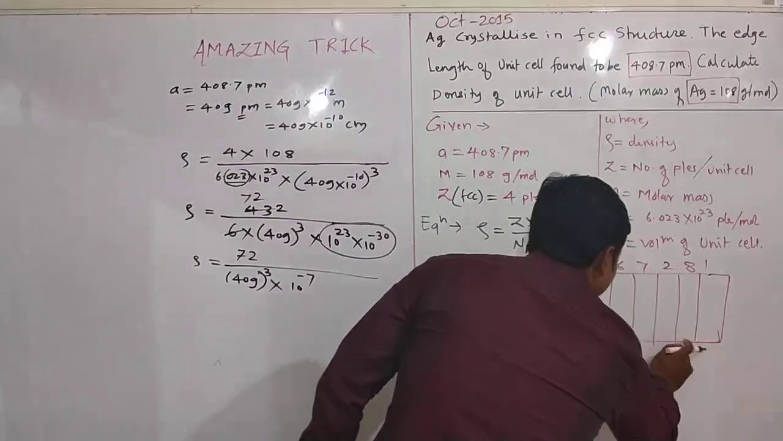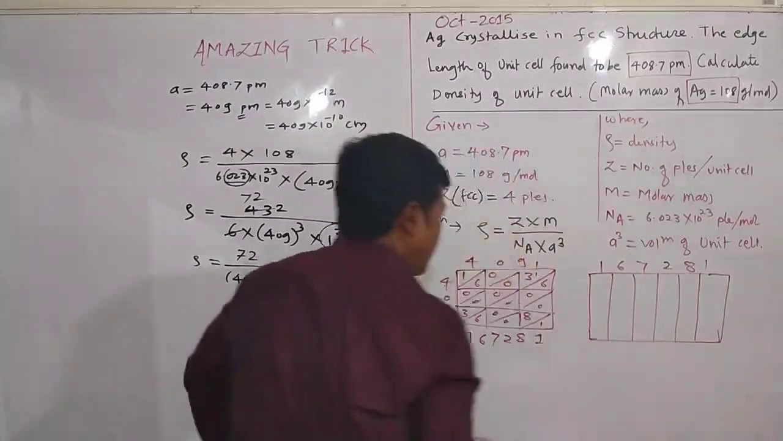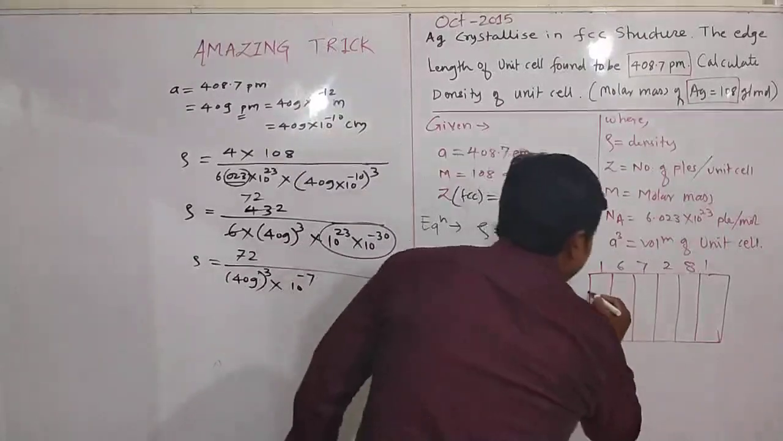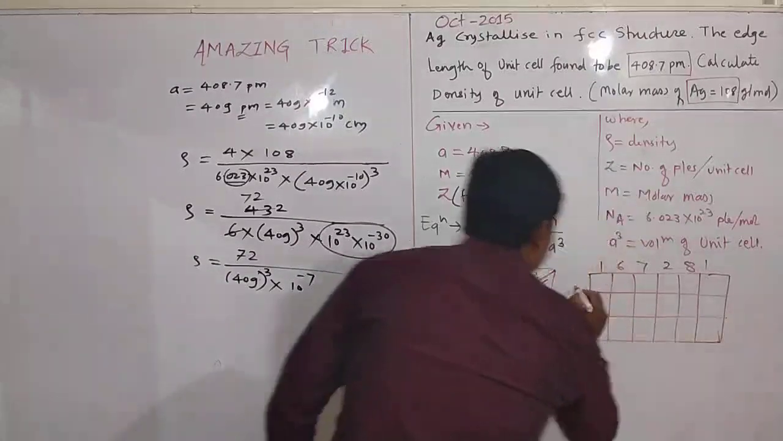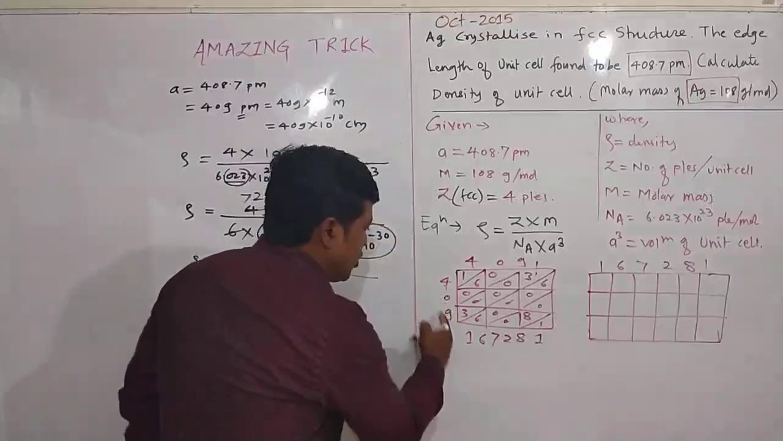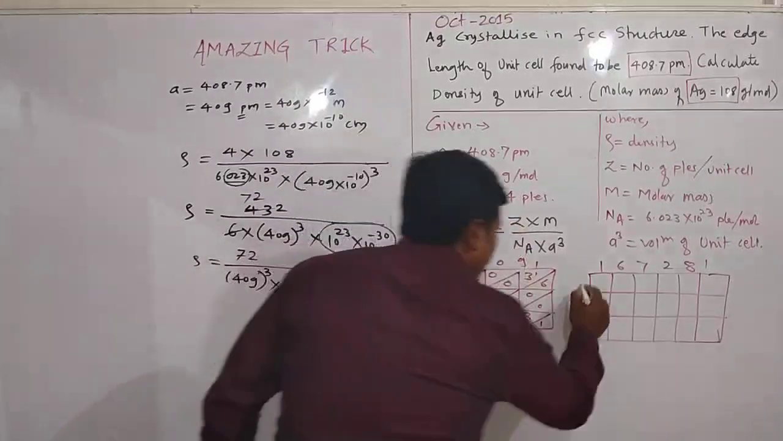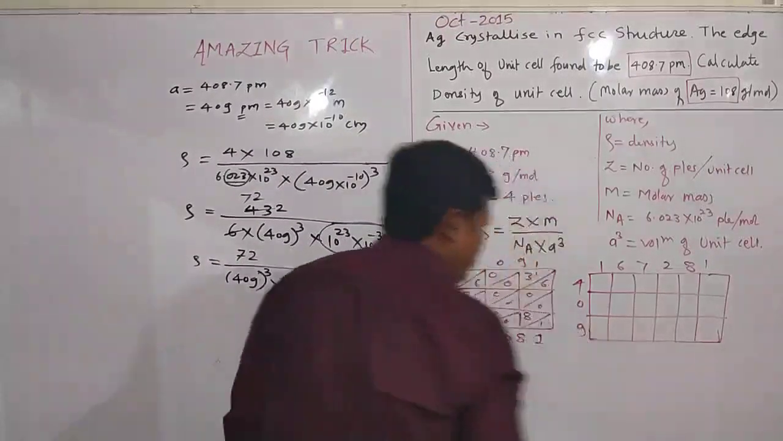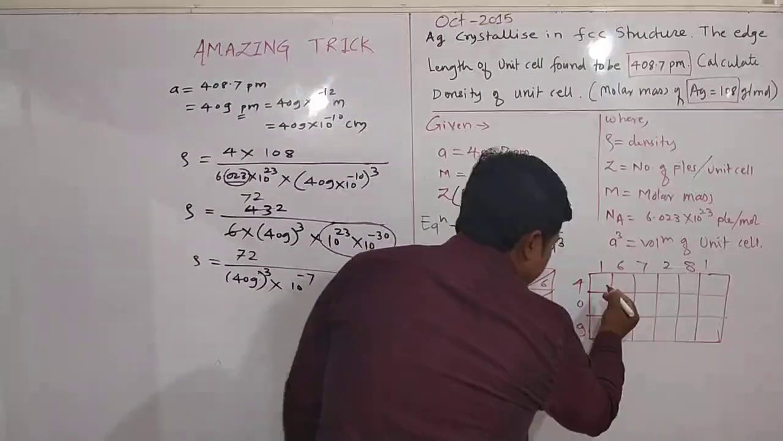You require just a minute to calculate the cube. Once again, you have to multiply by 409. So 409 into 409 into 409, multiply very fast, very simple.